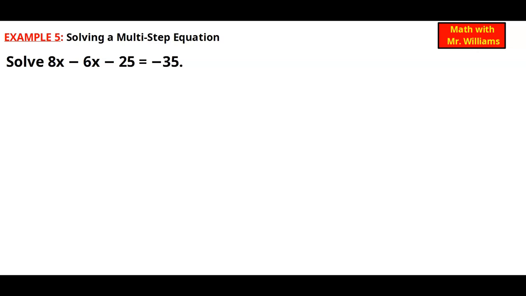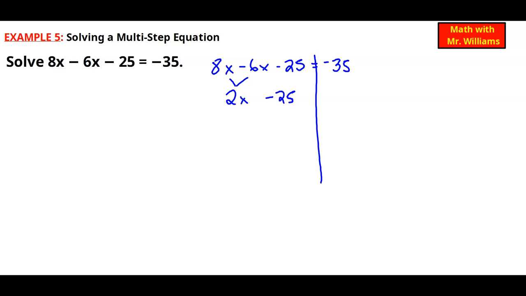Math with Mr. Williams, example 5, solving a multi-step equation. Solve 8x minus 6x minus 25 equals a negative 35. Let's go ahead and rewrite the equation. All right, let's go ahead and draw our line of equality. And let's start looking for combining like terms. So in the first part, we have 8x minus 6x. Those are like terms, so I'm going to go ahead and combine those, giving us 2x minus 25 equals a negative 35.